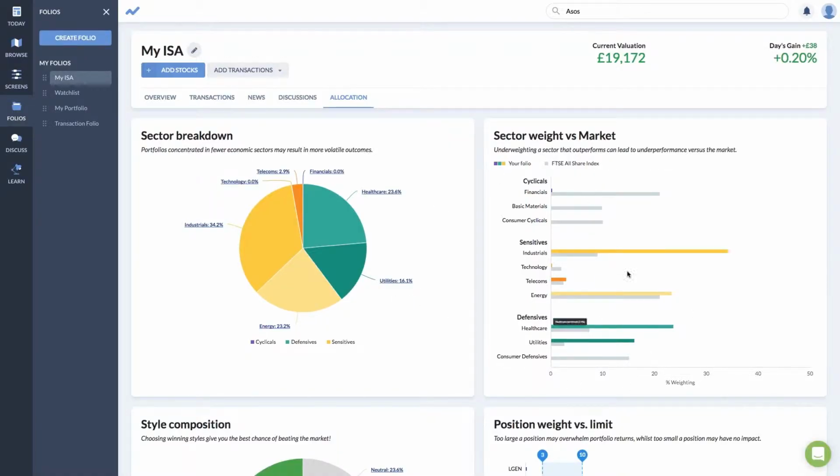The same information is displayed against the market averages, or against your benchmark, on the right. Again, split into cyclical, sensitive, and defensives. And you can instantly see which sectors you don't have any exposure to. This portfolio, for example, has no consumer cyclical stocks and no consumer defensives. So you've got no exposure to the consumer stocks whatsoever, and I personally would be looking to deal with that immediately.